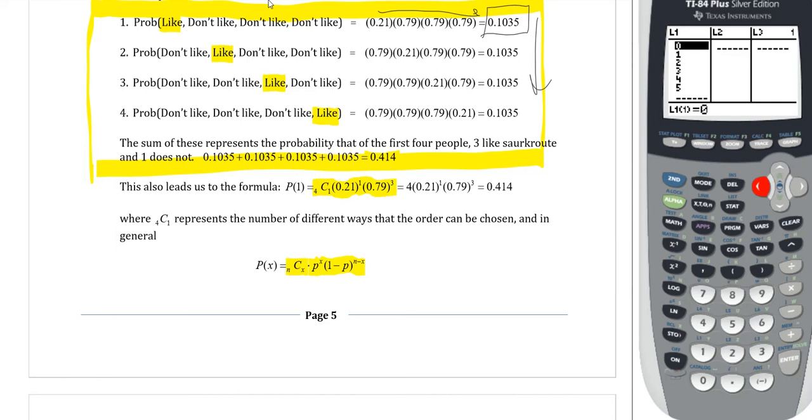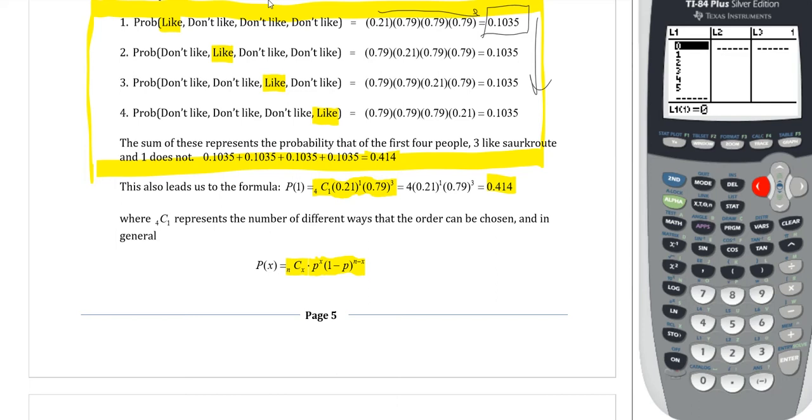That gives us our final answer of 0.414. That is how the binomial formula would work, where 0.21, 0.79 represents the probabilities for each, and that combination up front represents the number of different ways that the orders can be chosen.